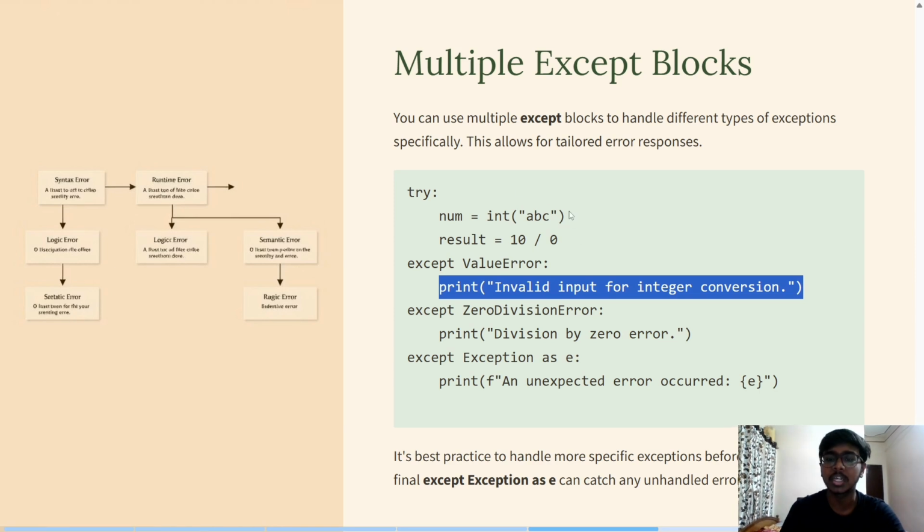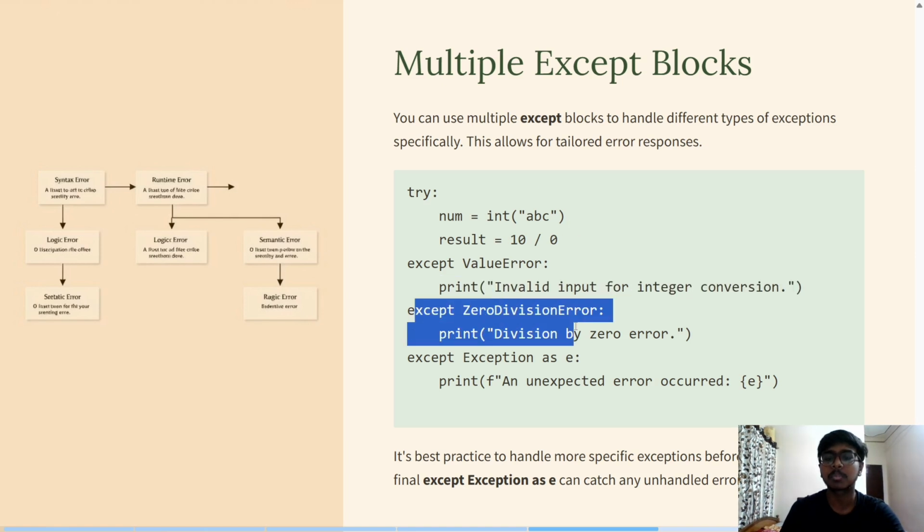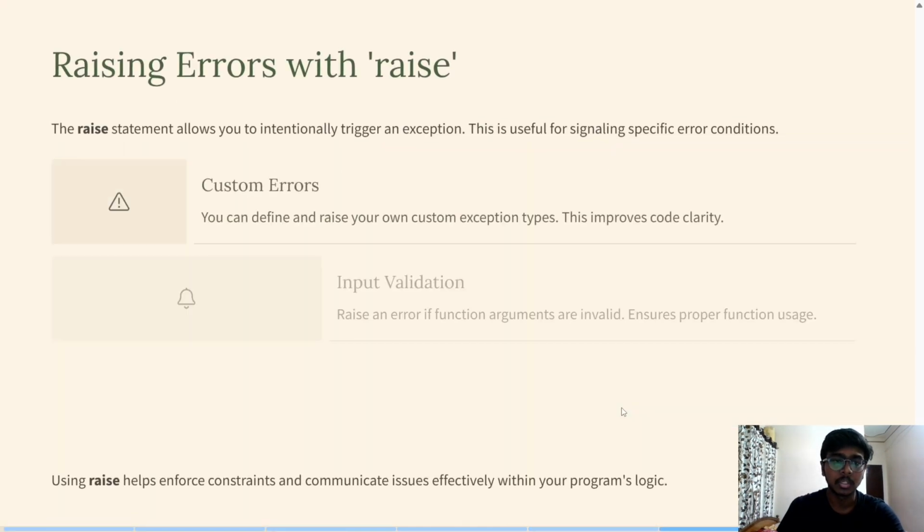Like we know that a string cannot be converted into an integer, so this except block satisfies the first statement. In the second except block we have zero division error, which automatically satisfies the second statement as we have discussed earlier. So in this way we can use the try and except blocks, and we can use the exception handling concept.